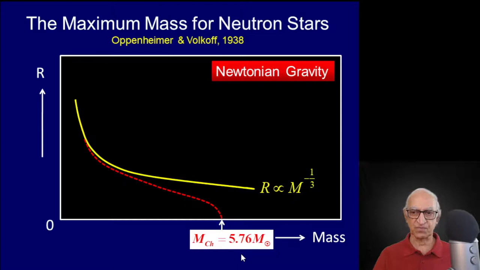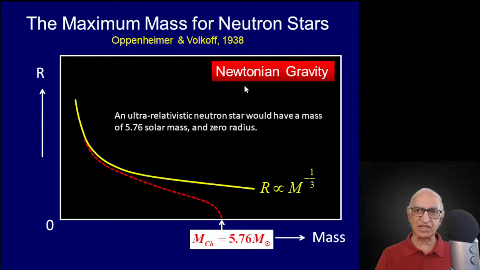Now, what do I mean by saying Chandrasekhar limiting mass? I mean that if a neutron star were to become ultra-relativistic, namely all the neutrons are moving at speeds close to the speed of light, then its radius will be zero and its mass will be 5.76 solar mass. But this is in Newtonian gravity. As I said, Oppenheimer had told Volkoff, you must do the calculation within Einstein's general theory of relativity. And how do you do that? You do the same thing, namely, you integrate the equation of hydrostatic equilibrium.